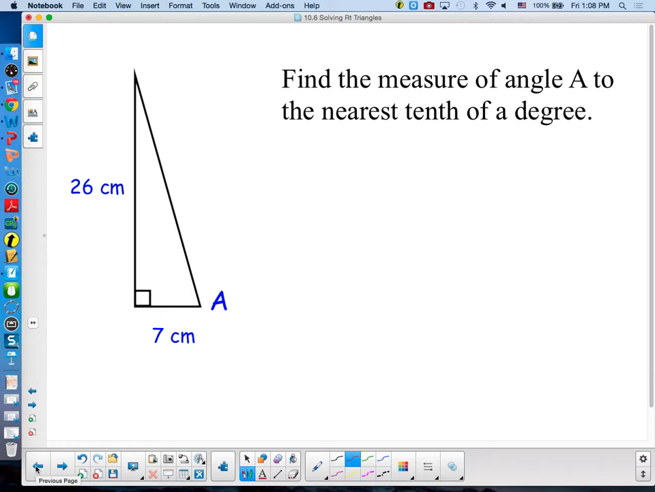Decide if you would use sine inverse, cosine inverse, or tangent inverse. Depends what sides there are. The 26 would be opposite. The 7 would be adjacent. Trig ratio that uses opposite and adjacent? Tangent. Opposite and adjacent. I'm looking over there on that side of the board.